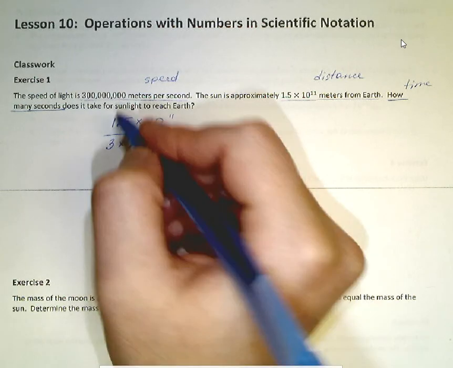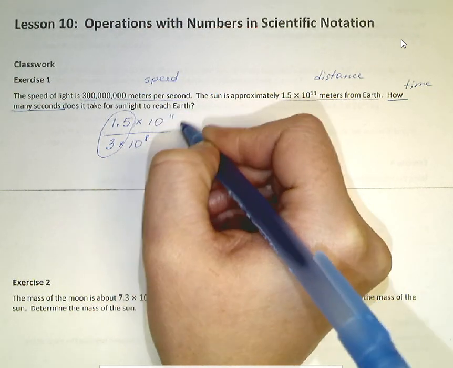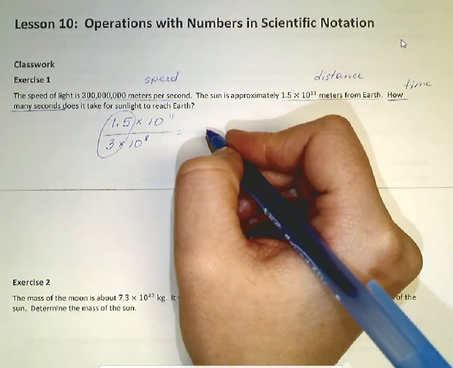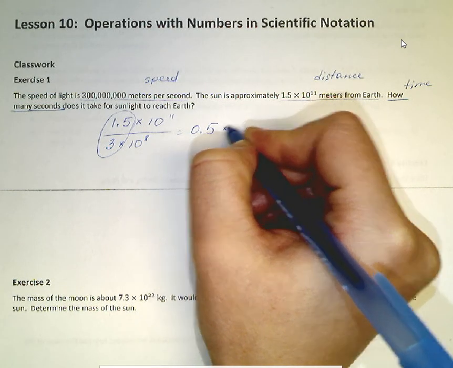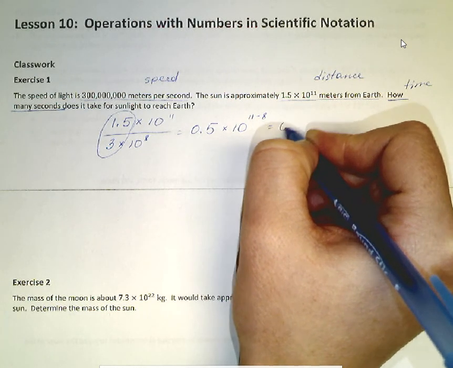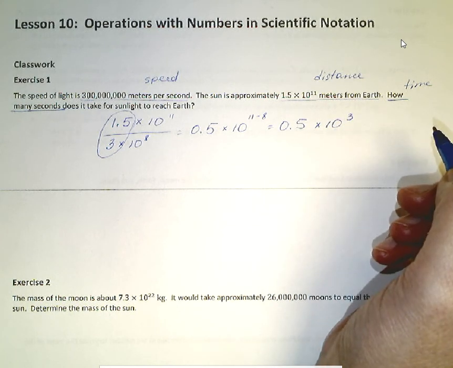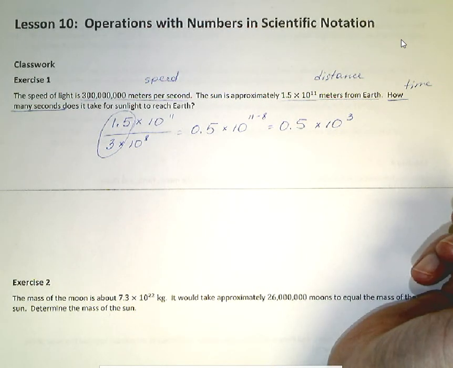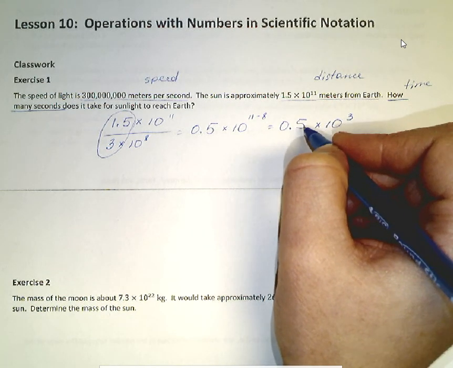Okay, since we are dividing, we can divide 1.5 and 3 and subtract the powers of 10 because they have the same base. So 1.5 divided by 3 is 0.5, and we are multiplying it by the 10 to the 11 minus 8th power, and that is 0.5 times 10 to the 3rd. Okay, now I see that 0.5 is not written in scientific notation because our whole number has to be equal or more than 1 and less than 10.